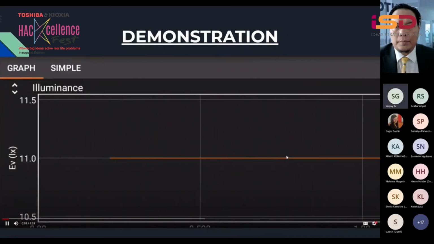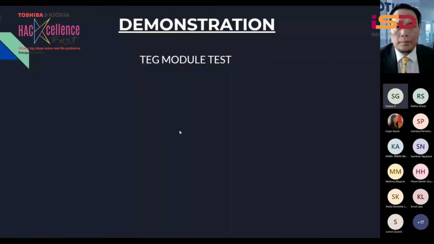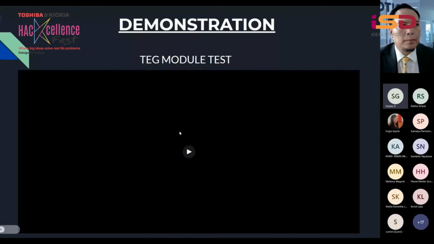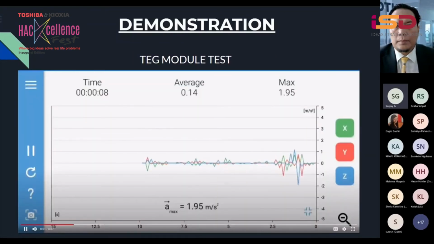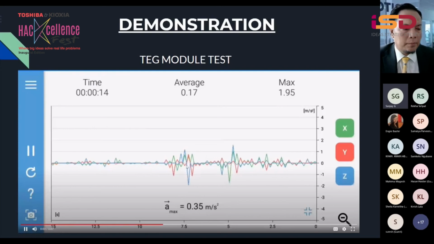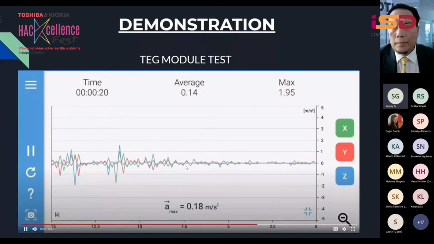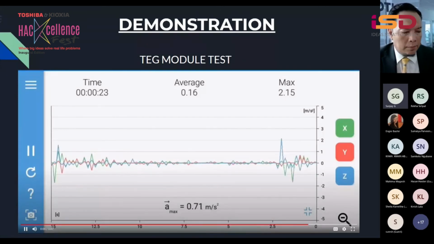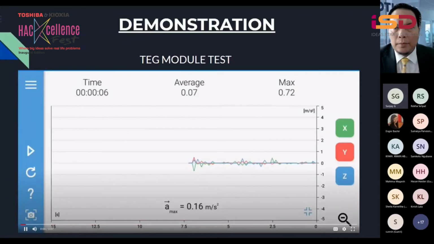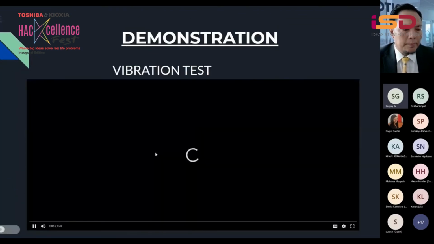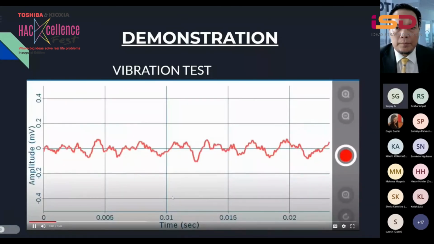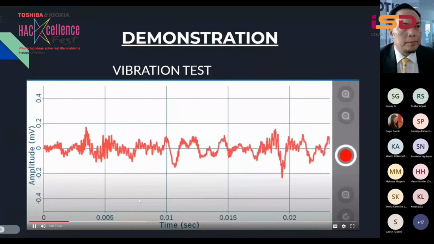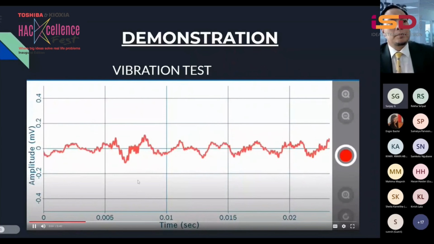This is the thermoelectric module test, which increases with the speed of the vehicle as the heat generated by the exhaust will be increased. And this is the vibration test, as it harvests energy from the vibration through the piezoelectric effect. As the vibration level increases, the energy produced also increases.